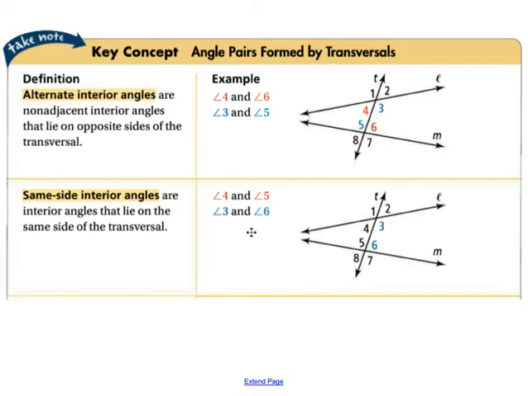In the next example, same side interior angles. The interior angles are 3, 4, 5, and 6. If they're on the same side, 3 and 6 would be same side interior angles, just like 4 and 5 would as well.